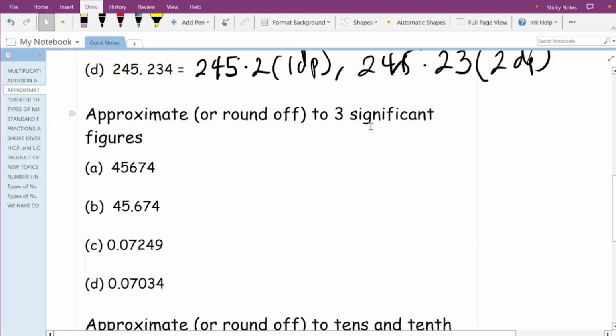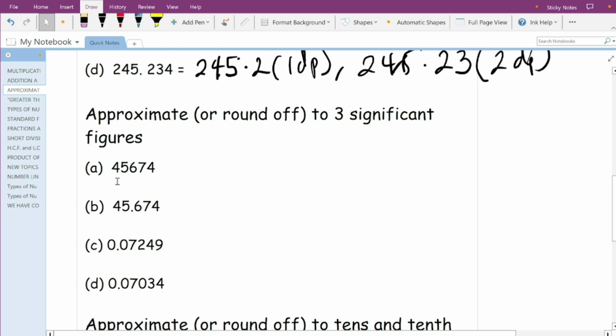Approximate or round off to 3 significant figures. We're rounding off all these questions to 3 significant figures. Now, 3 significant figures means starting from the left, the first real number you see from 1 to 9, you start counting. You understand this later when we come to the lower questions.